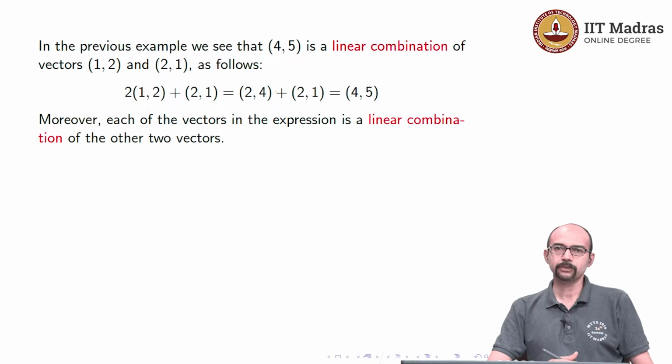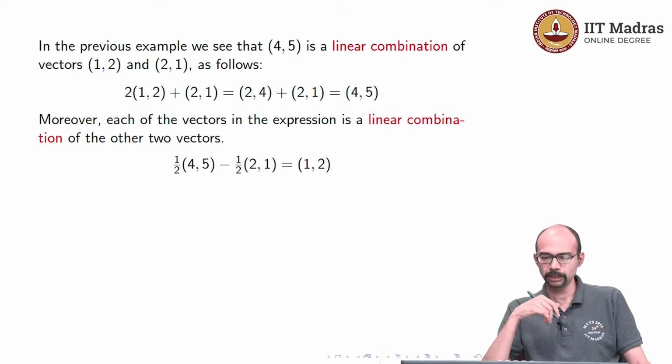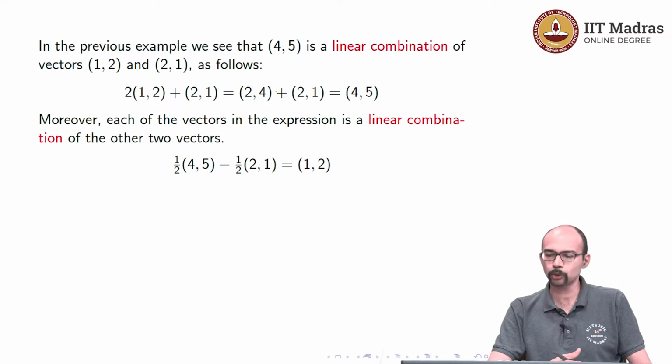Okay, and we can say more, right? Each of the vectors in the expression is a linear combination of the other two vectors. So what are the three vectors we are talking about? We are talking about (1, 2), (2, 1) and (4, 5). We have expressed (4, 5) as a linear combination of (2, 1) and (1, 2). So instead we could express (1, 2) as a linear combination of (4, 5) and (2, 1). This is clear, because you can take (2, 1) on the other side and divide by half.